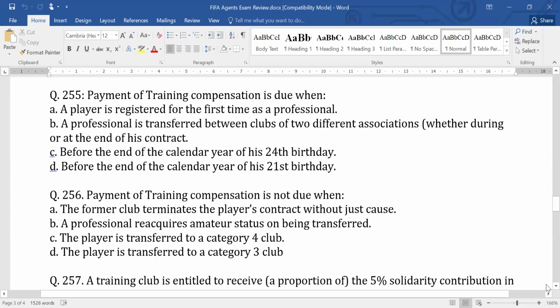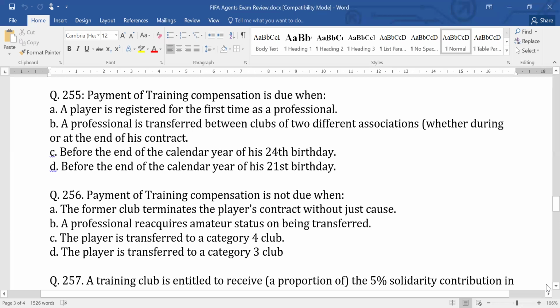Let me go with it again. A player whose contract has expired and he now moves to join a new club, especially if it's of a different association, the new club will pay training compensation to the former club of that player, so long as the player is within that age bracket.